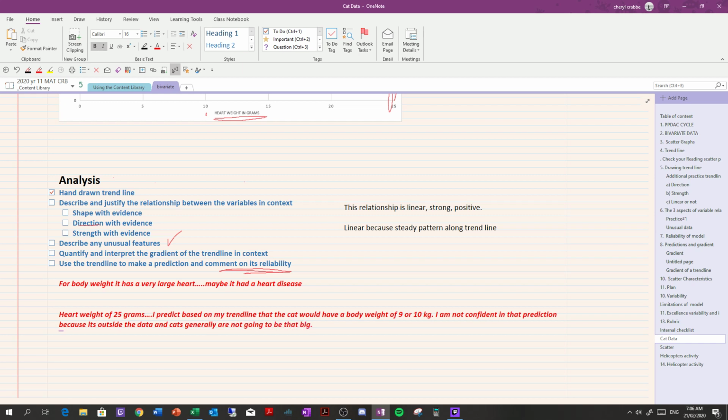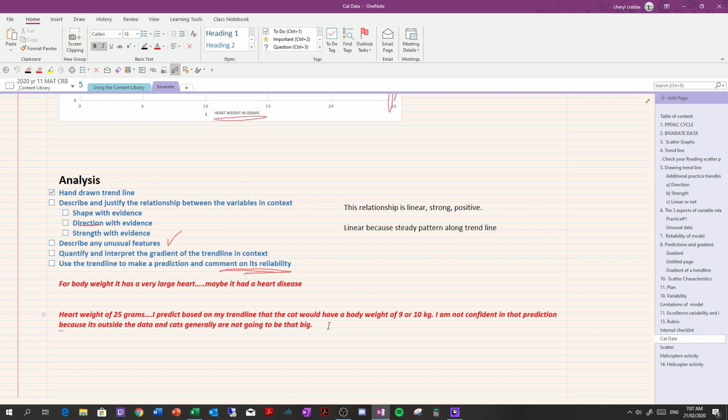Right? I mean, cats have a fairly finite limit as to how big they can get. There are some very large breeds, but generally speaking, cats are not going to get that big. So I'm not particularly confident in that prediction because it's outside the data. Cats are generally not that big, and so there's some limitations to my model.